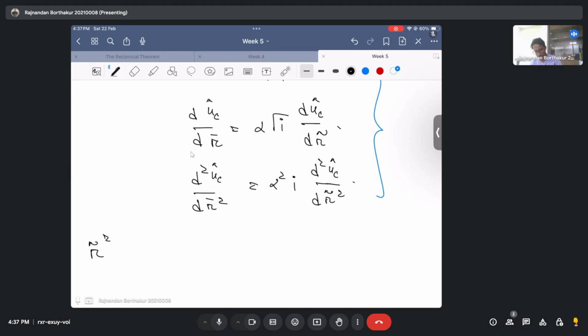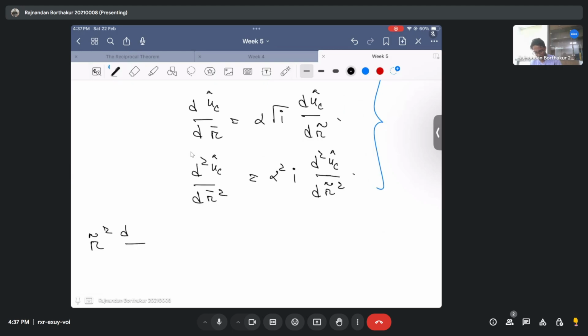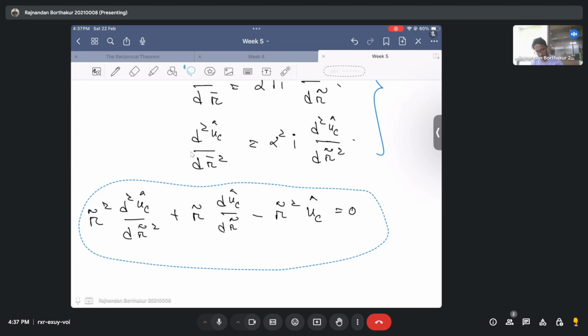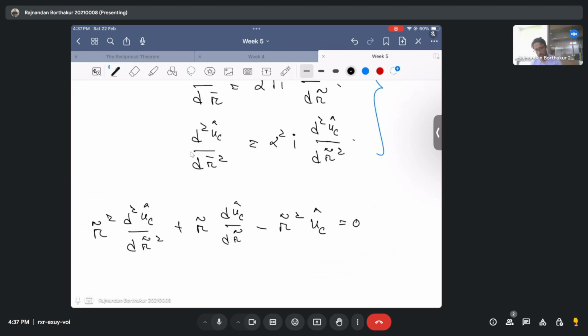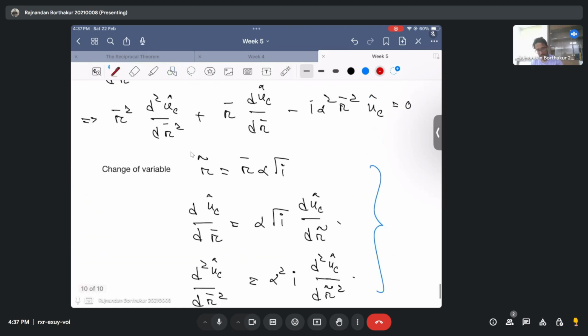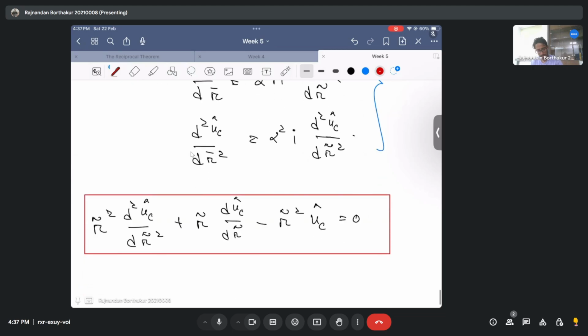We will just end up getting R tilde squared d2 UC hat by dR tilde squared plus R tilde dUC hat by dR tilde minus R tilde squared times UC hat equals 0. Okay. All right. So this is the equation that I got once I do the change of variable, or the transformation of variable. I'll call this equation 8.